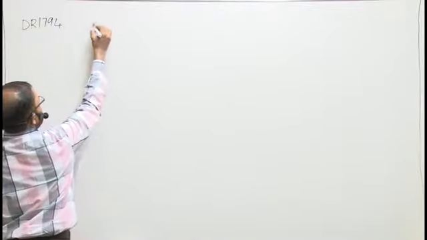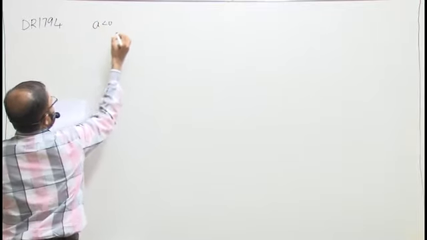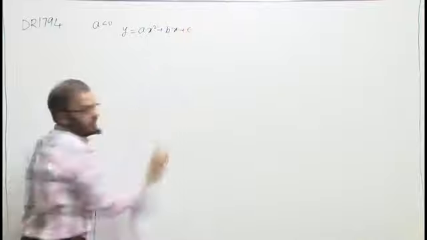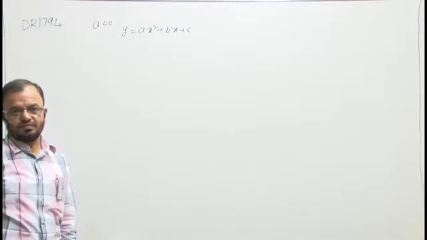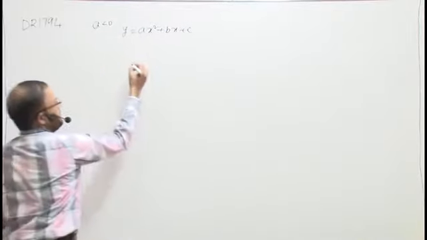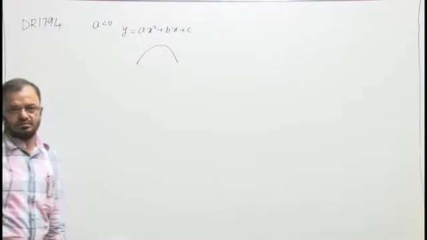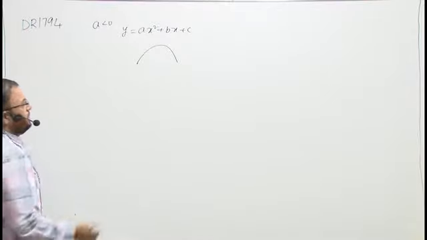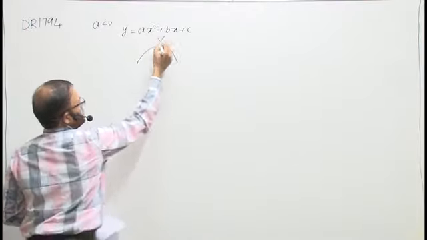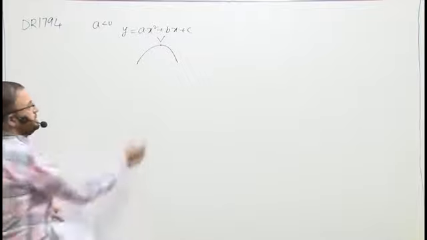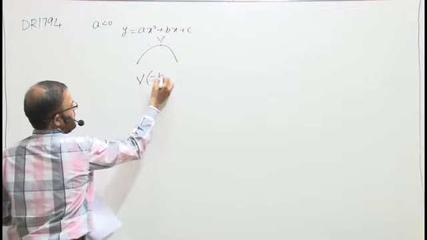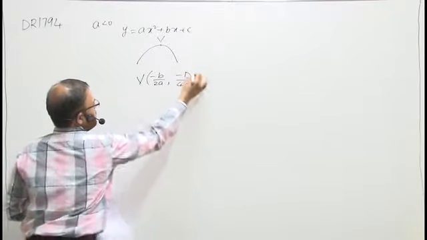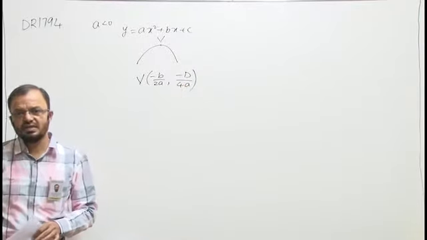If a is negative, the graph of y equals ax square plus bx plus c will become opening downward because of the negative value of a. I want to write the vertex here. According to this, the vertex will become minus b by 2a, minus d by 4a, with the usual notation of d, that is, the discriminant.